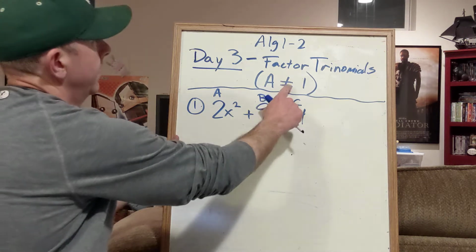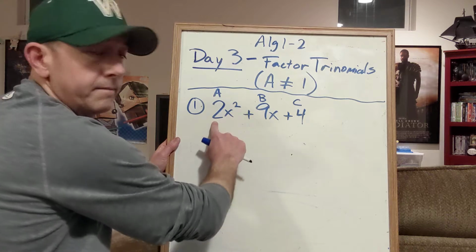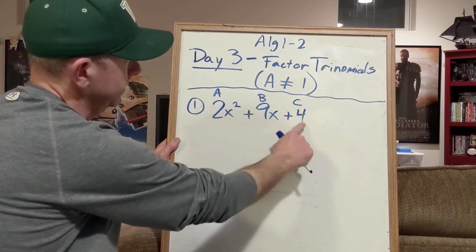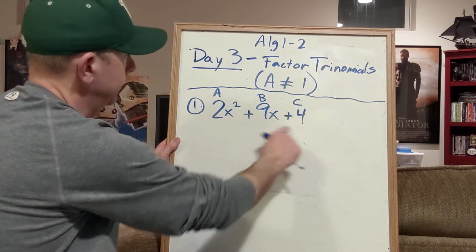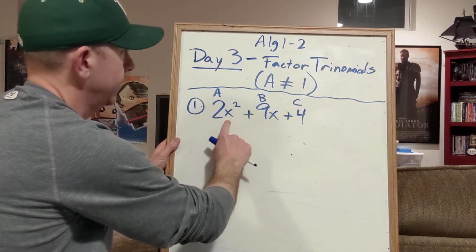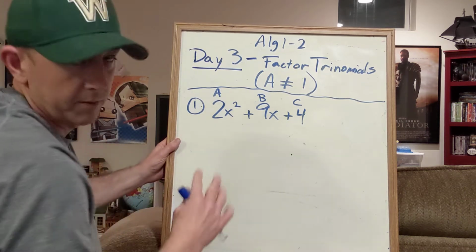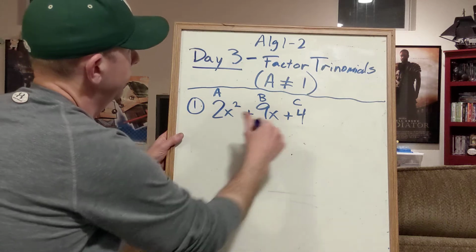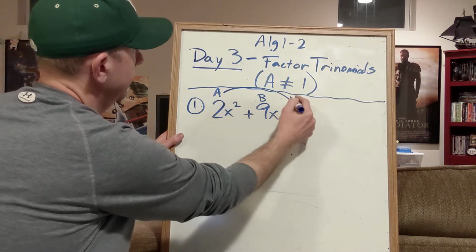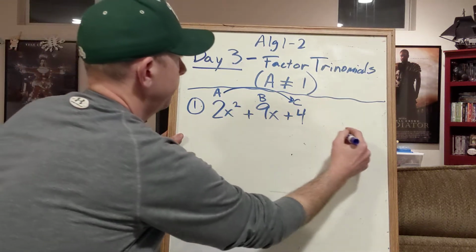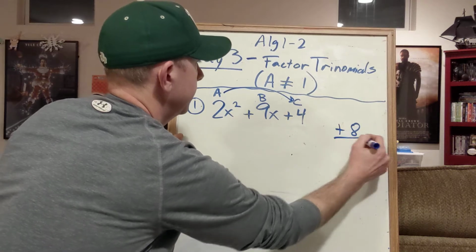So first of all, A is not 1. This is A. B is the number times the x, C is the constant over there. So the x squared, that's the quadratic. We'll talk more about quadratics later, but for right now, we have 3 terms. So we're going to take A times C. So 2 times the 4, we get a positive 8.